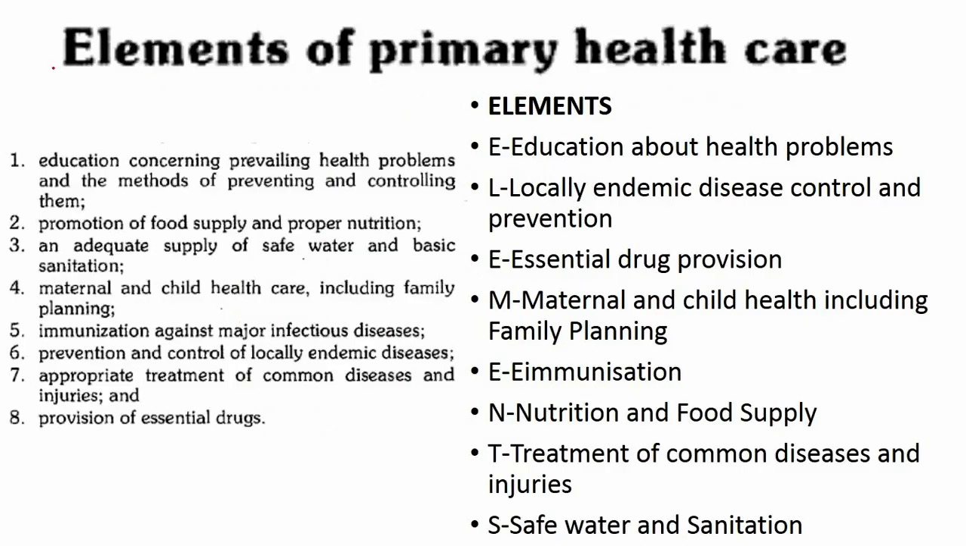So elements of healthcare, here we have 8 elements. The mnemonic here is ELEMENTS itself. So E stands for education about the health problems. L stands for locally endemic disease control and prevention. E stands for essential drug provision. M stands for maternal and child health, including family planning. E stands for immunization. Here the immunization is not I, here it is E for immunization. N stands for nutrition and food supply. T stands for treatment of common diseases and injuries. S stands for safe water and sanitation. So for elements of primary healthcare, ELEMENTS is the mnemonic.